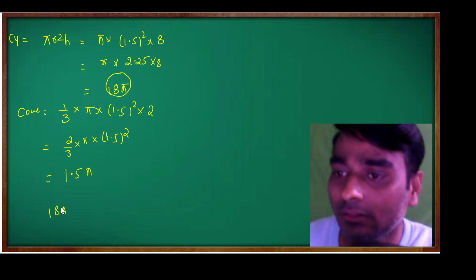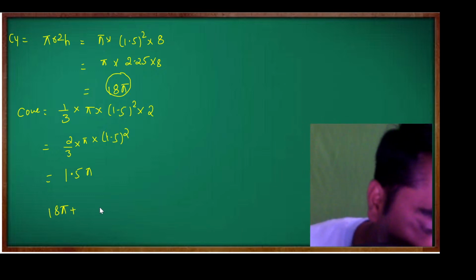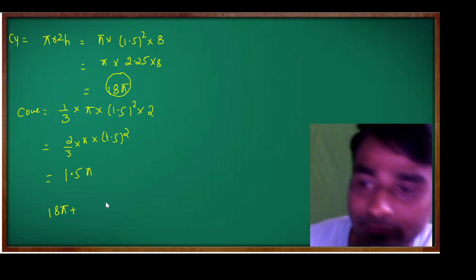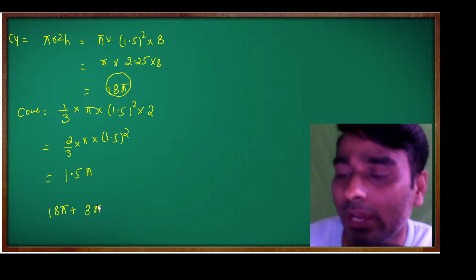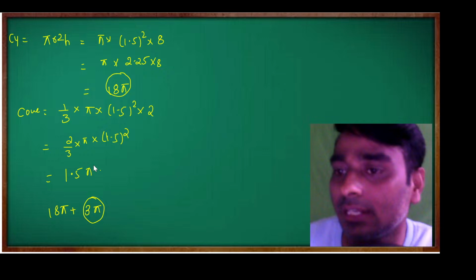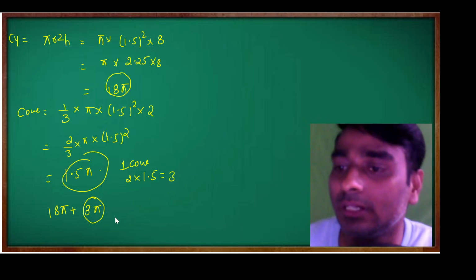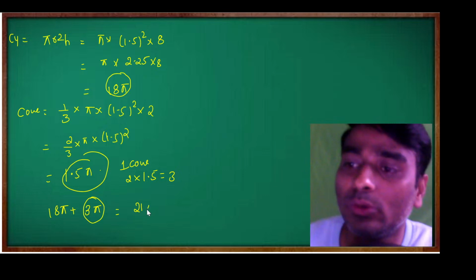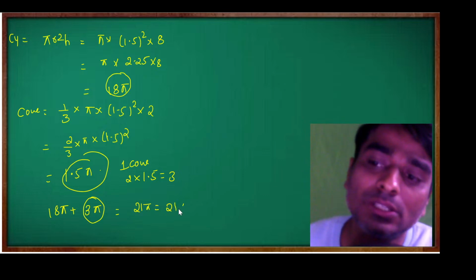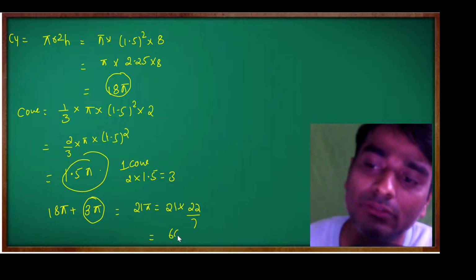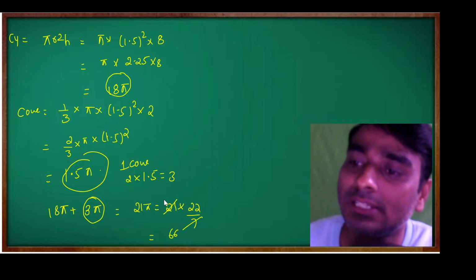Now you add these two, that's all, right? 18 pi plus 3 pi. Why 3 pi? Because two cones are there, no? This is volume of one cone. One cone. So 2 cones means what? We will multiply 2 into 1.5, which will become 3. So this will become 21 pi, which is 21 into 22 by 7. This should give you 66. 7 ones are 7, threes are 3 into 22.